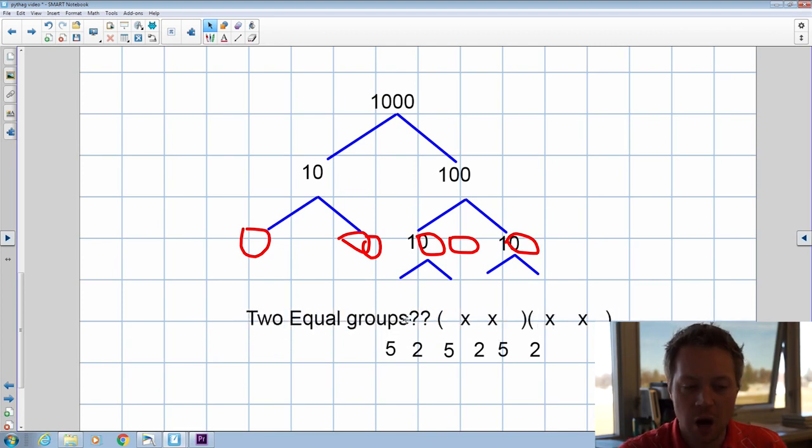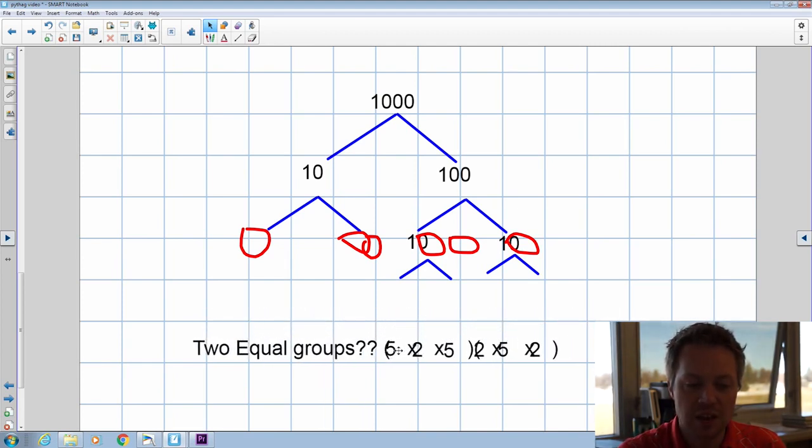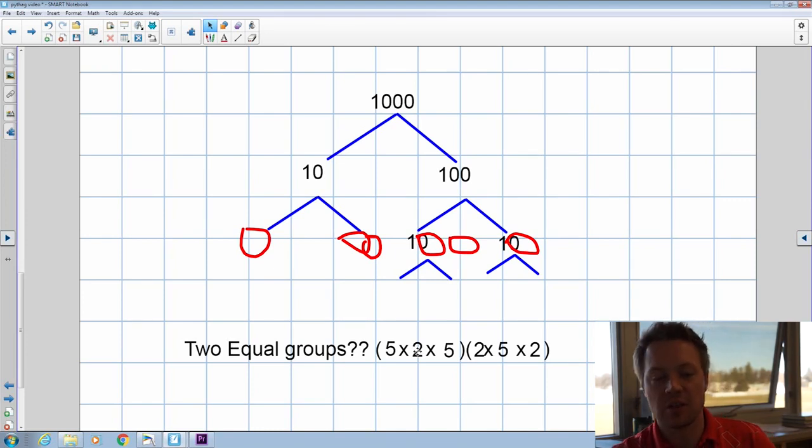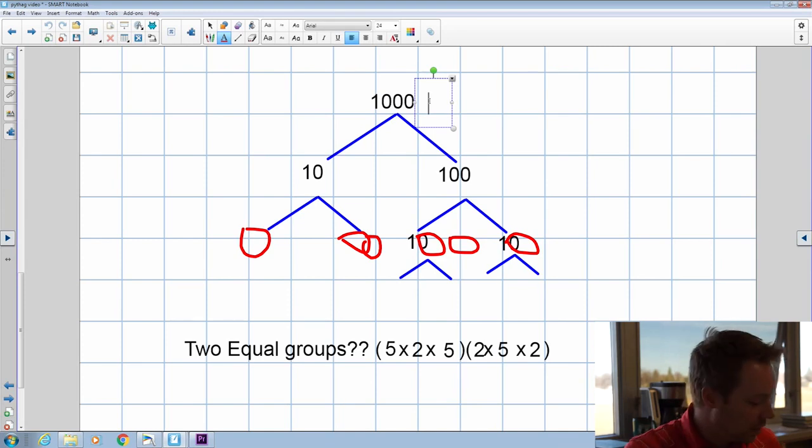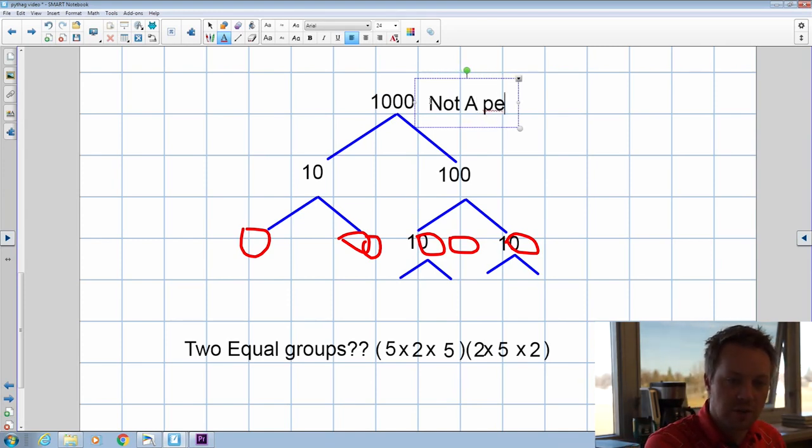And it doesn't matter how I rearrange those numbers, there's no way I'm ever going to be able to put them into groups that are the exact same. And the reason is I've got not enough 5s and 2s to spread out evenly. Okay? So basically what we can say is that 1,000 is not a perfect square.